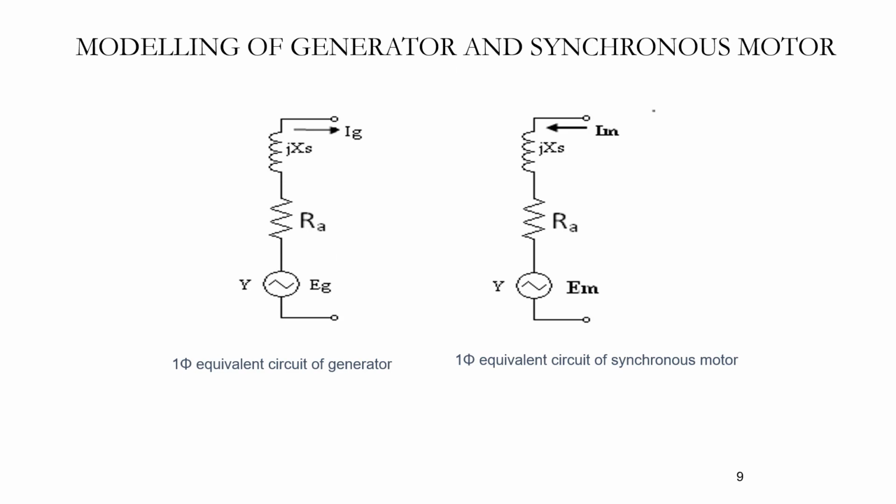The modeling of generator and synchronous motor. This is the single phase circuit of a generator, which is represented by the EMF generator EG, internal armature resistance RA, and reactance XS, and the current drawn from the armature, that is IG, flows towards the outside. Now let us see the synchronous motor.